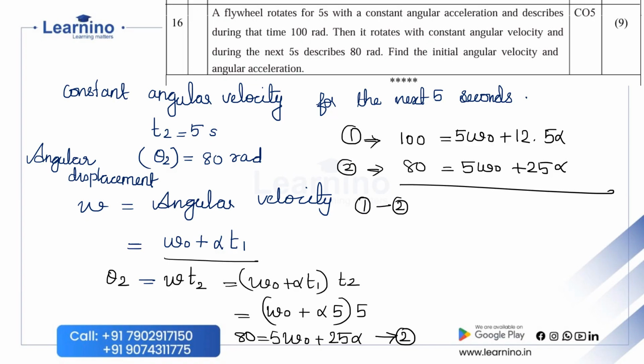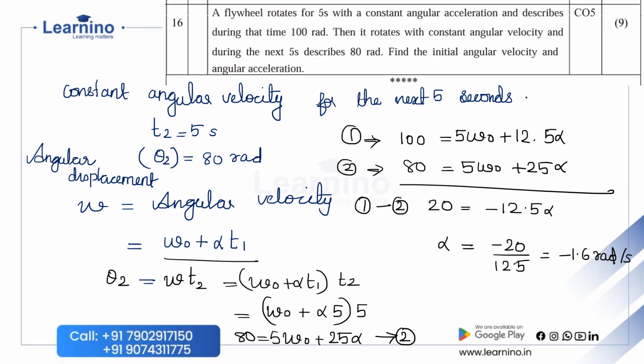100 minus 80 is 20. 5 omega 0 minus 5 omega 0 is 0. 12.5 minus 25 is minus 12.5 alpha. From this I can find out the angular acceleration alpha. Alpha is what? Minus 20 divided by 12.5. The answer will be minus 1.6 radians per second square.